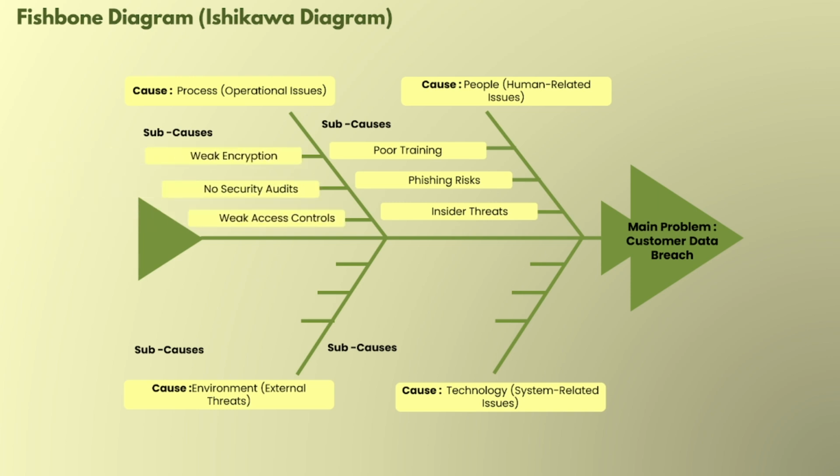Then operational issues: weak encryption, and no security audits happening. Then weak access control, meaning roles are not clearly identified, everyone has the same access, which may cause problems under the operational issues. Then we will go to technology, meaning system related issues. Weak firewalls, unpatched bugs, then outdated software. These may also be considered technology causes and may cause the customer data breach. Some causes are getting repeated here.